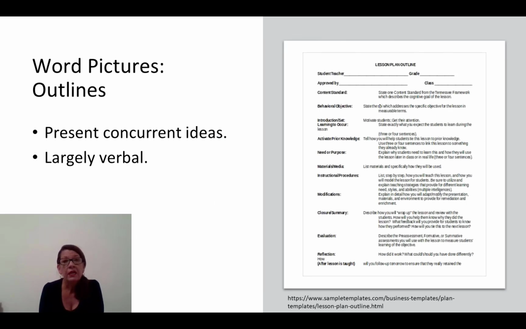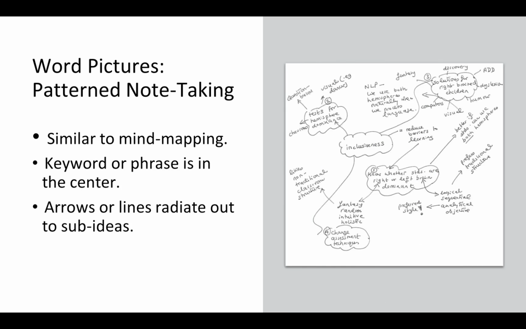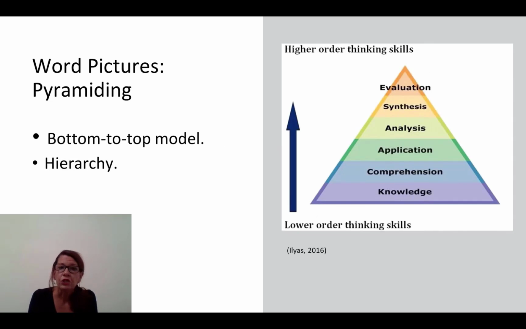Outlines are used in presenting concurrent ideas and are largely verbal. Pattern note-taking is also similar to mind mapping. A key word or phrase is in the center of a space, and arrows or lines radiate out to show sub-ideas and relationships. Pyramiding shows levels of ideas in a graphic way, using a bottom-to-top model in a hierarchical manner.